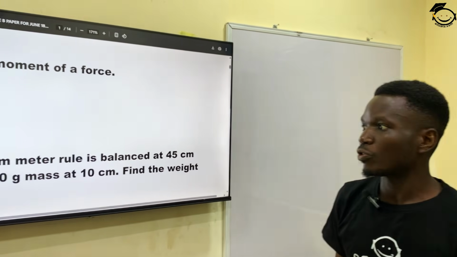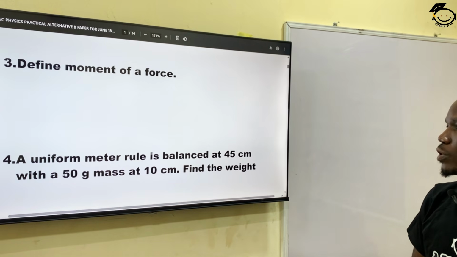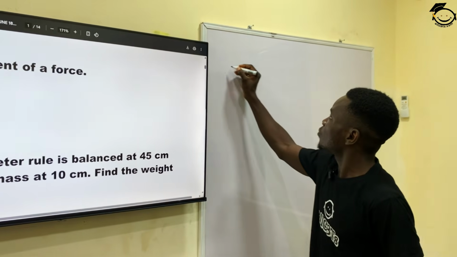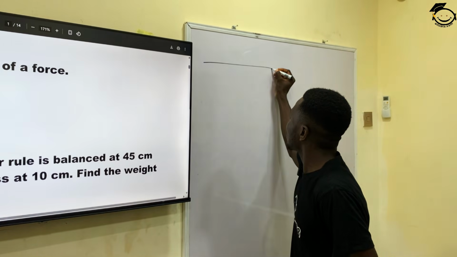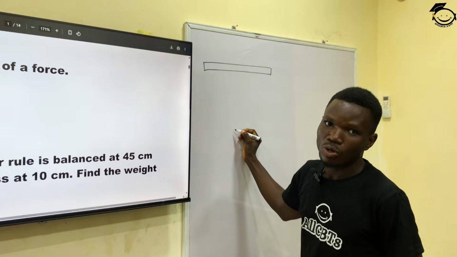Moving on to question number 4, it says a uniform meter rule is balanced at 45 centimeters with a 50-gram mass at 10 centimeters. Find the weight of the meter rule. To find the weight of the meter rule, first you have to know how to draw the diagram, because anytime you are dealing with equilibrium of forces, you must know how to draw the diagram in order to tackle the question.